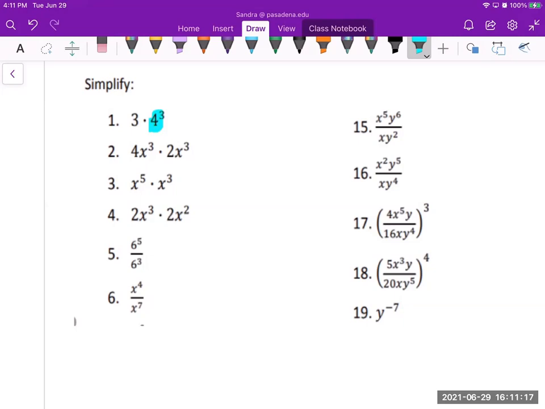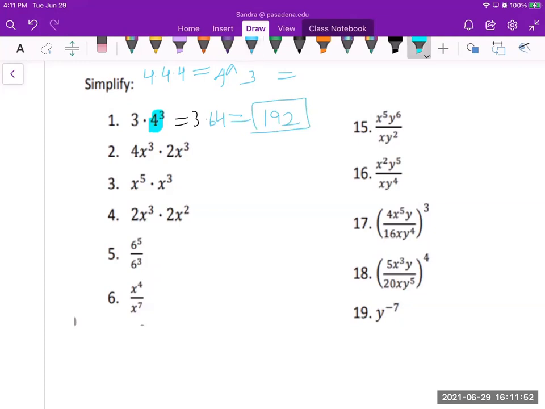So 4 raised to the third power means 4 times 4 times 4, or you can use your calculator, 4 raised to the power of 3, and then hit the equal sign. That will give you 64. So this is equal to 3 times 64. Now we multiply 3 times 64, which is equal to 192. So the answer will be 192.